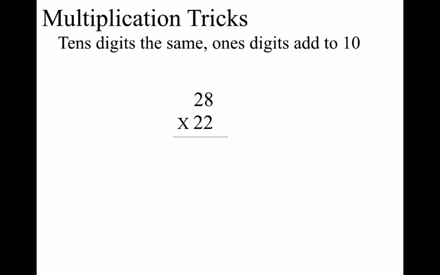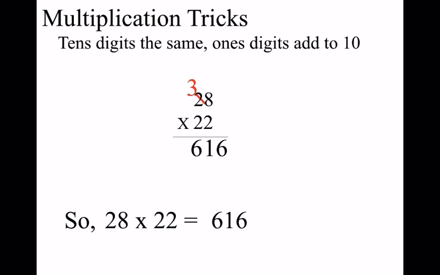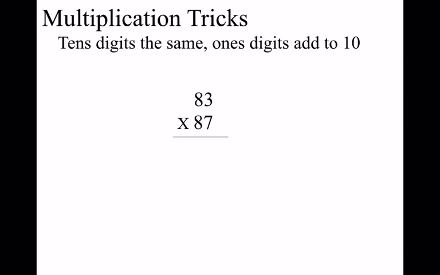10's digits are the same. 1's digits add up to 10. And so 8 times 2 is 16. Take one of the 2's, bump it up to a 3, and 3 times 2 is 6. So 28 times 22 is 616. How about this one?